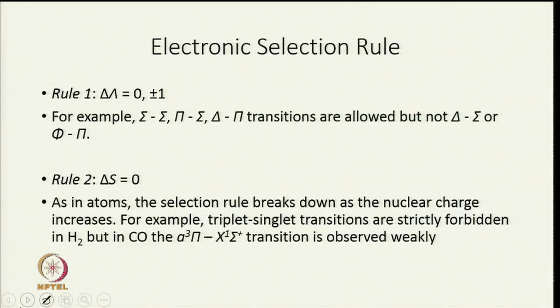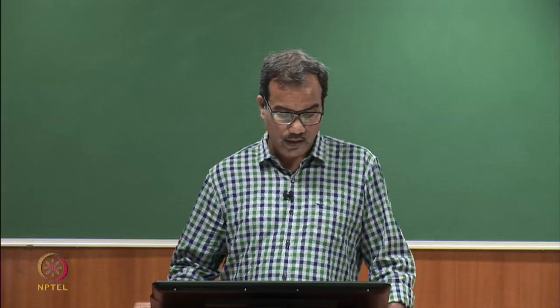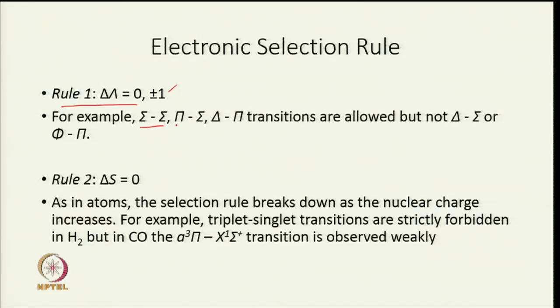Now, the selection rules. According to rule 1, delta lambda should be equal to 0 or plus minus 1, then only your electronic transition is allowed. For example, sigma to sigma, pi to sigma, delta to pi transitions are allowed, but not delta to sigma, because you remember for this lambda is 0 and for this lambda is 2. So, the difference is 2, and this is not allowed. So, please keep this in mind.